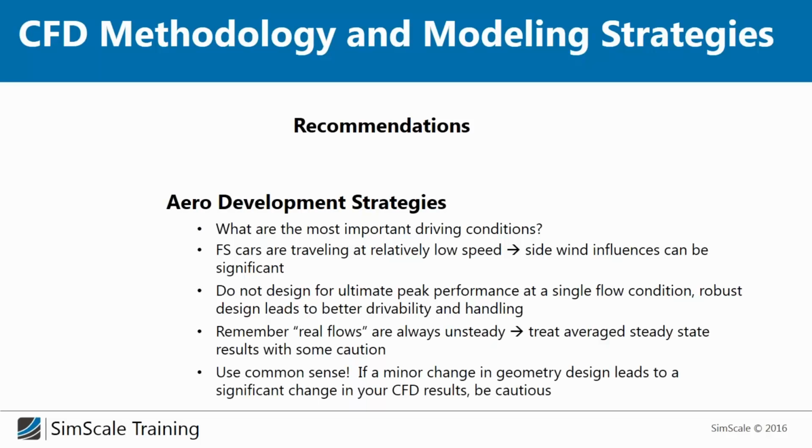And also use common sense. If we do a minor change in geometry design, we would not expect to see a significant change in the results typically. So if you see that, be very cautious and try to understand: can this really be real, or is there something else going on? Is this a numerical effect? And again, this comes back to examples such as how we model the tire contact patch. We need a very robust representation of the tire shape and how it meets the ground. If we start to see big changes, especially around the tires in the flow, we have to be a bit careful. That could be pure numerics.